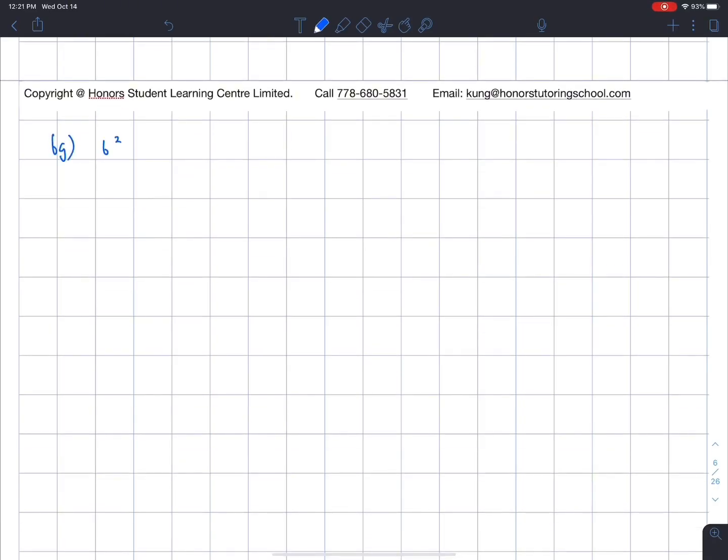We have 6 and 2/3 times 1 and 4/5. We need to change it into mixed fractions. 6 times 3 plus 2 over 3, the dot means times, 1 times 5 plus 4 over 5. 6 times 3 is 18, plus 2 is 20. 1 times 5 is 5, 5 plus 4 is 9.